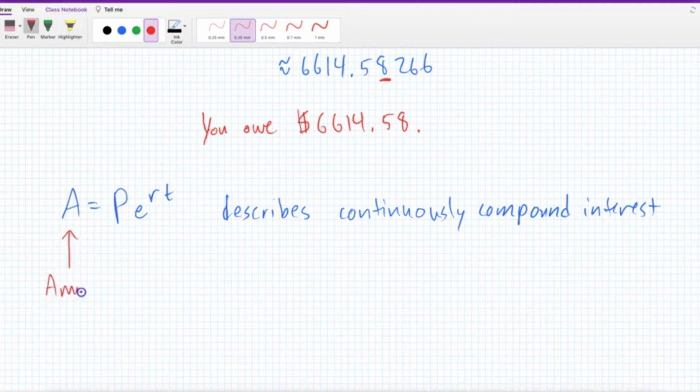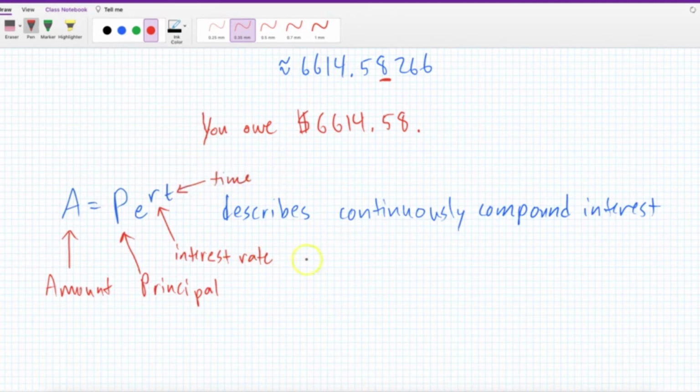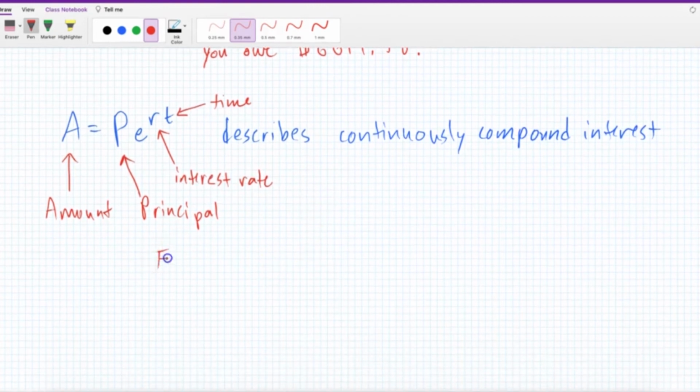A is still the amount that you either owe or have in your investment. Okay, P is still the principal, which is the amount you initially borrow or invest. R is still the interest rate. And again, if you're not told otherwise, you can assume it's annual. And T is still going to be time, which again, if you aren't told otherwise, will be in years. So let's look at an example.